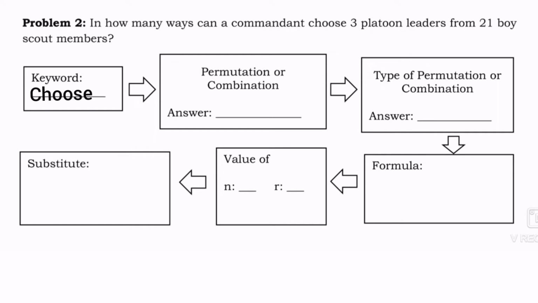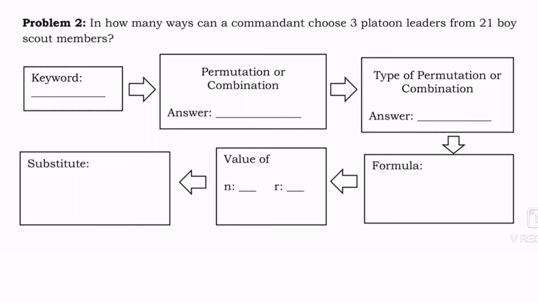Permutation or combination? The answer is combination. Type of permutation or combination: combination of n taken r at a time without repetition. Formula: the combination of n taken r at a time is equal to n factorial all over the quantity of n minus r factorial times r factorial. Value of n is 21, r is 3.